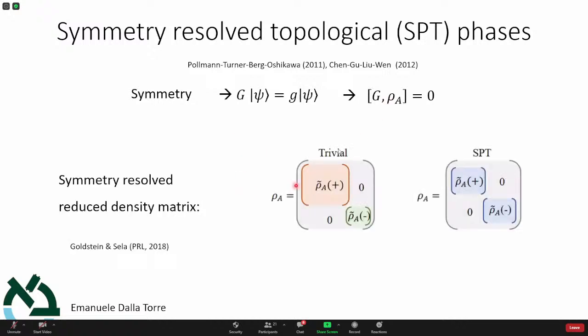So let me give you an example. Think of a symmetry which is just a Z2 symmetry. So there are two sectors of the symmetry, say even and odd. Okay, even spin and odd spin. If the symmetry exists, then the reduced density matrix is block diagonal in the symmetry operator. And this is just a definition of a symmetry. Okay, let me give you an example.